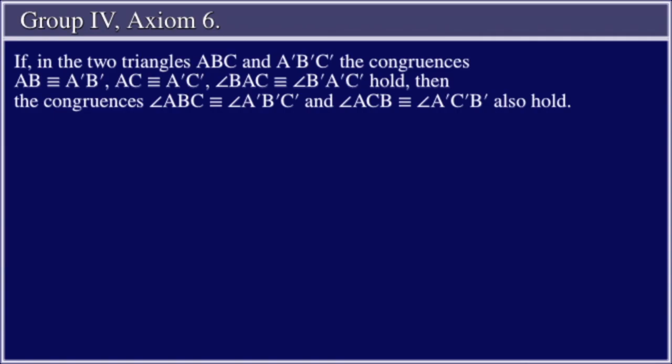Group 4, Axiom 6. If in the two triangles ABC and A'B'C', the congruences AB ≡ A'B', AC ≡ A'C', and the angle BAC ≡ angle B'A'C' hold, then the congruences angle ABC ≡ angle A'B'C', and angle ACB ≡ angle A'C'B' also hold.